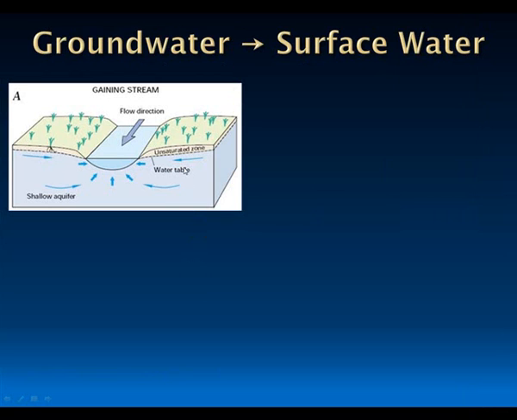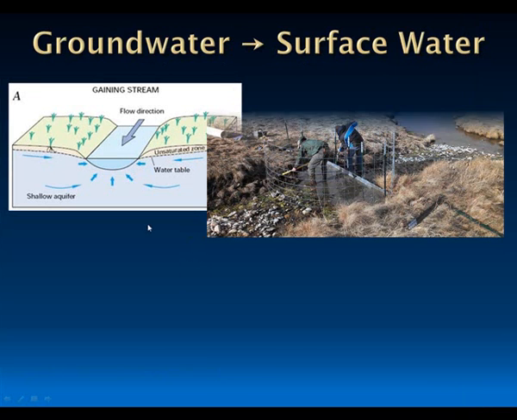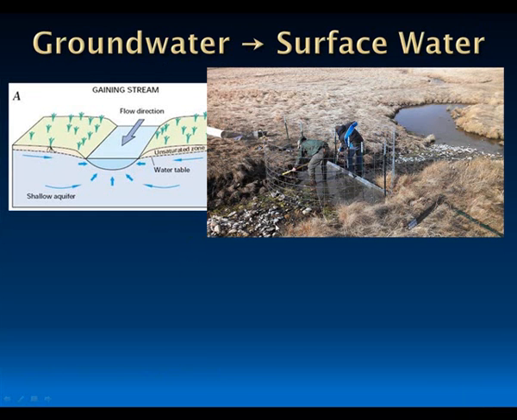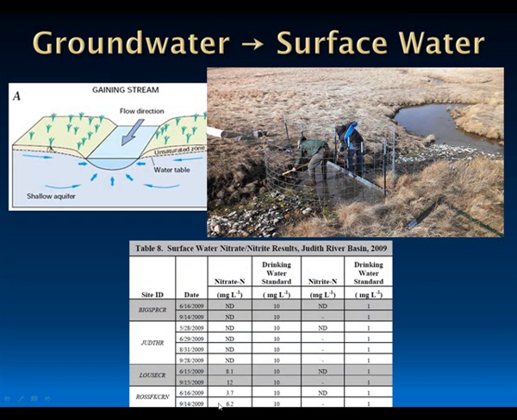And then indirectly, high nitrate concentrations in groundwater impact surface water. Here we see a simple graphic from USGS showing a stream gaining water from groundwater. In the Judith, this is an example of one of the springs that is discharging water out of those gravel aquifers with high nitrate concentrations into a surface stream. And the concentrations in a couple of these creeks here are close to 10 milligrams per liter in places, which is just incredibly high for surface water.